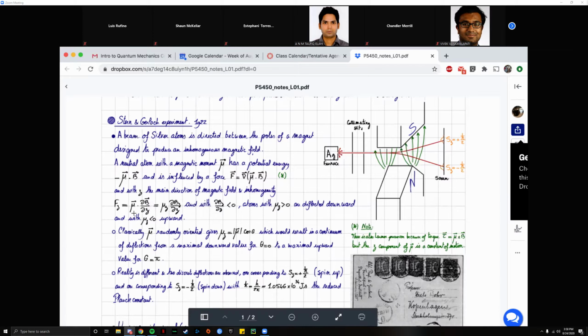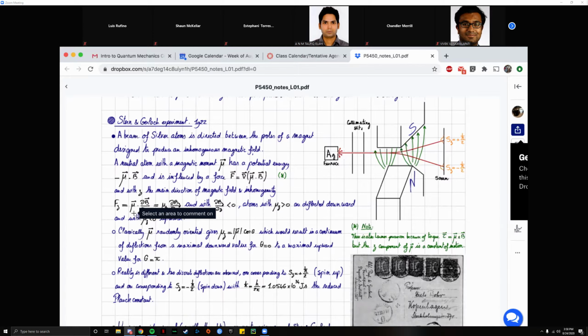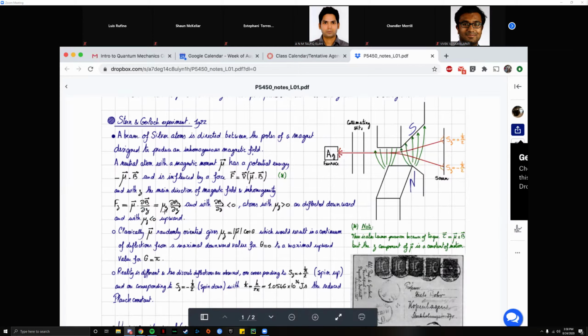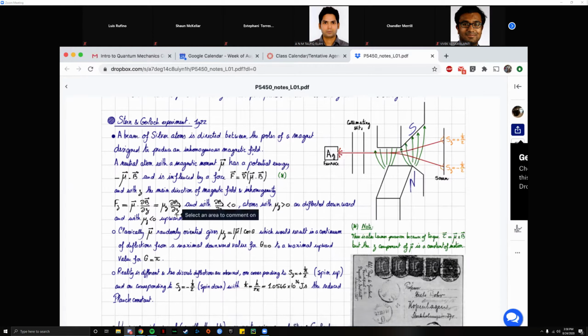But you see that mu, the magnetic moment, does not depend on the position, right? So I'm just left with the Z component of the magnetic moment multiplied by the Z derivative of the Z component of the magnetic field. And depending on the force being positive or negative, the particle is going to drift upward or downward.